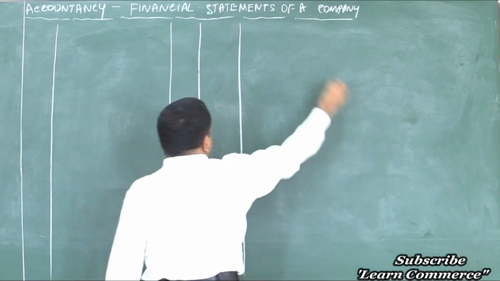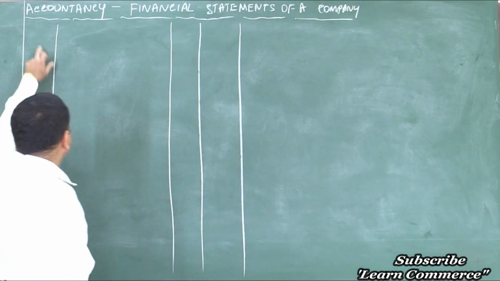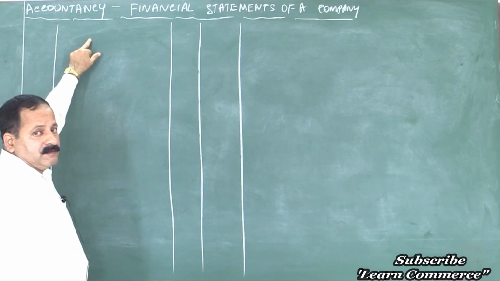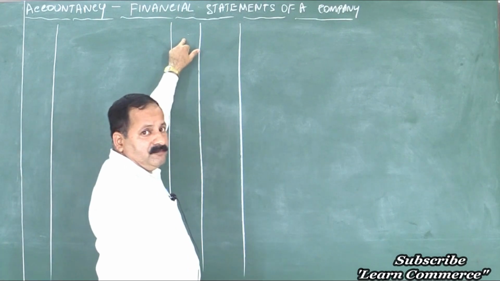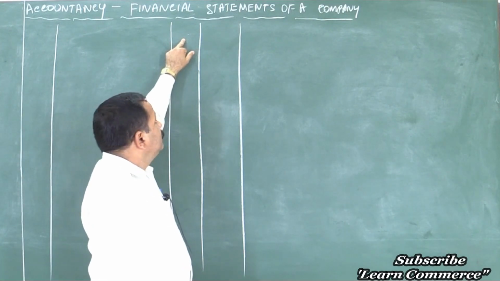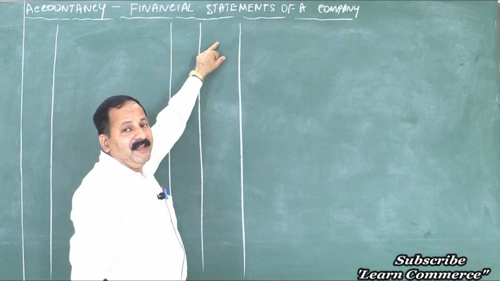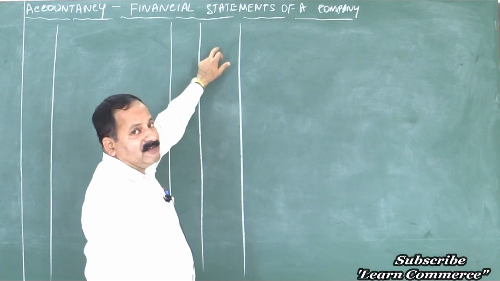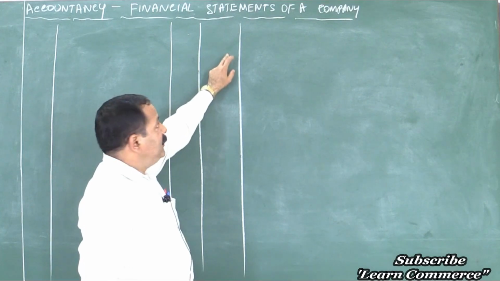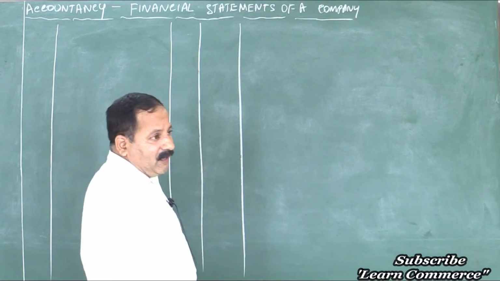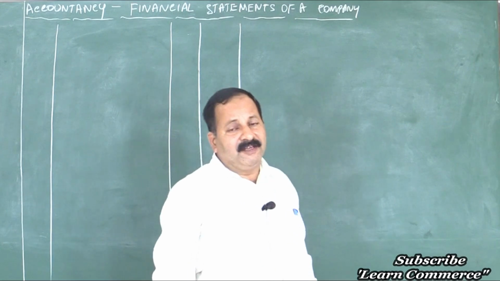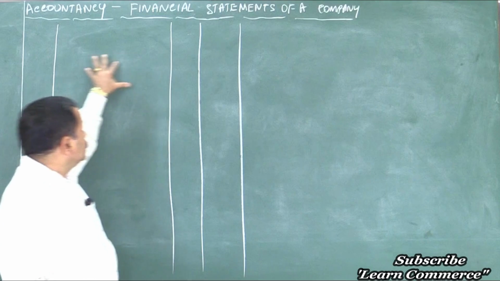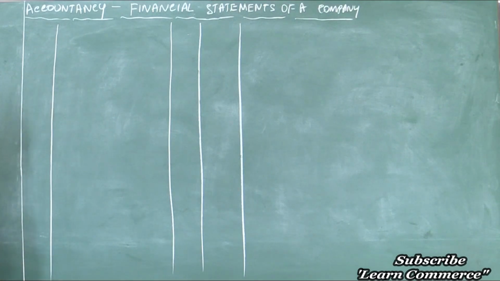I will not write the heading here. This is serial number, particulars, note number, figures as at the end of current reporting period, and here figures as at the end of previous reporting period. So this is the format of the statement of profit and loss.